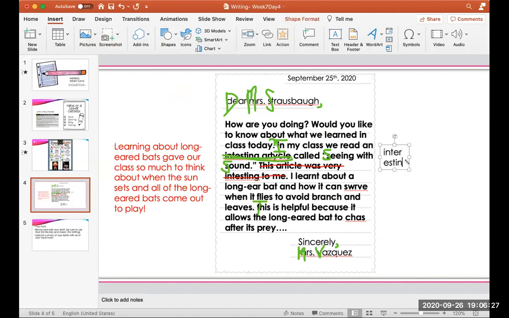Interesting. And then, all right, it's making it capitalized. So I'm going to make sure that's not. Okay, so I'm going to make those in green because I know I'm using my editing tools.